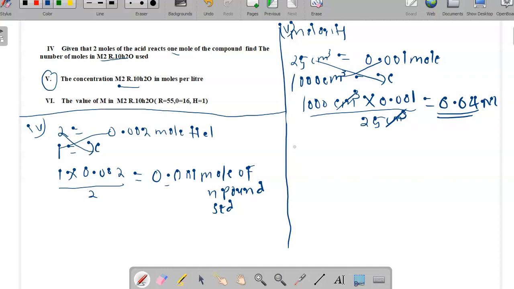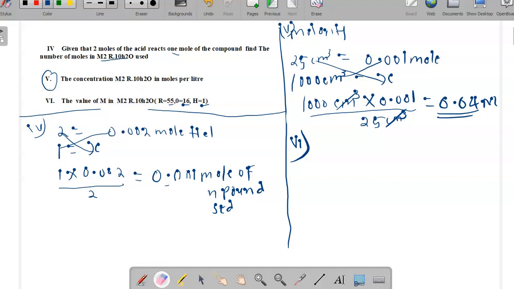We have Roman 6. Roman 6 here is not enough, this page is not enough, but we can do it. Roman 6 is asking the value of M, given that R is equal to 55, oxygen is equal to 16, hydrogen is equal to 1. So the value of M, they are asking this value of M. How do you get it?